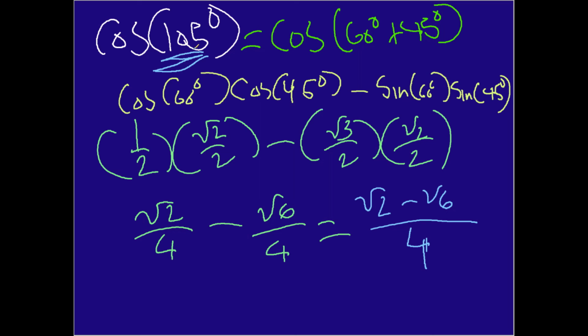Going through the steps, we got square root of 2 minus square root of 6 over 4. And of course, when we put it in the calculator, it was close, not exactly, no pun intended, but very close to the value that we wanted.